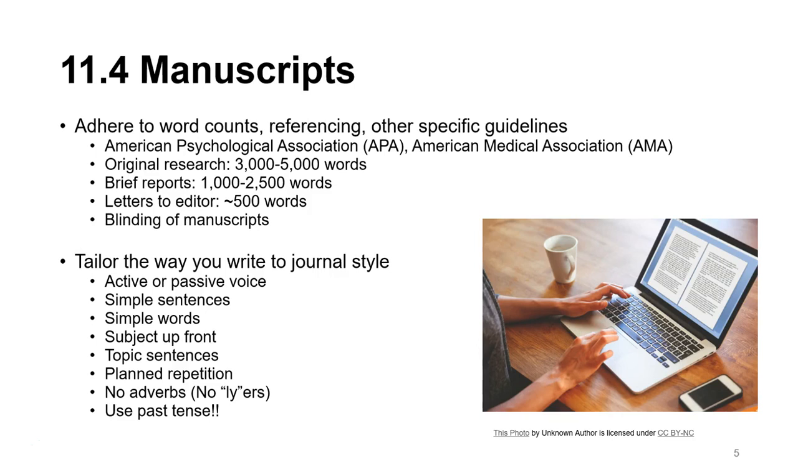Another thing that you want to do when you're writing, just a tip, is to include topic sentences in each of your different paragraphs. You can also use planned repetition. So I do that a lot within my discussion sections, where I will say the first main finding was blank, and then the second main finding was blank. And because you want to make it as simple as possible for whoever is reading your paper to understand what you're trying to portray.